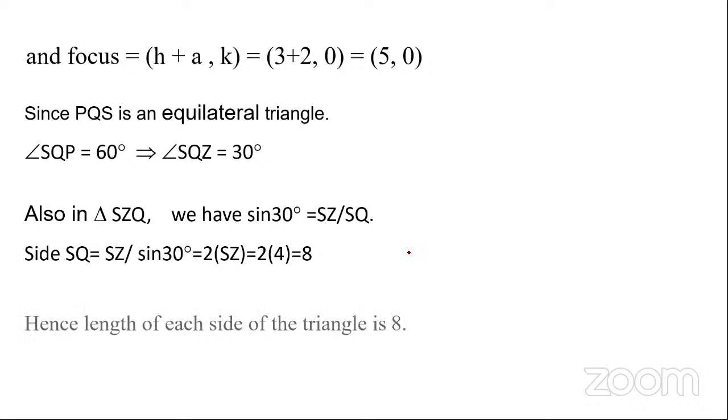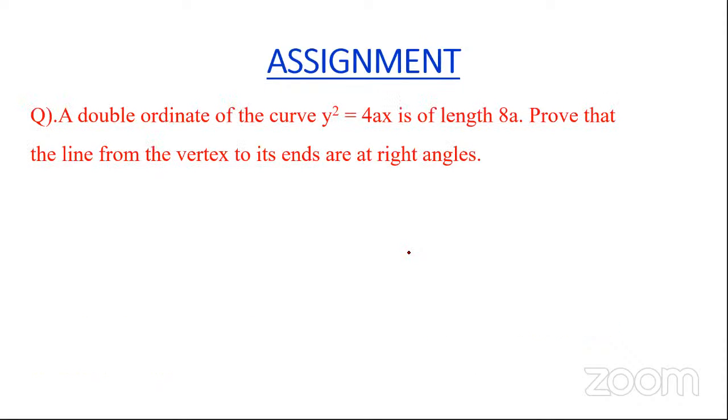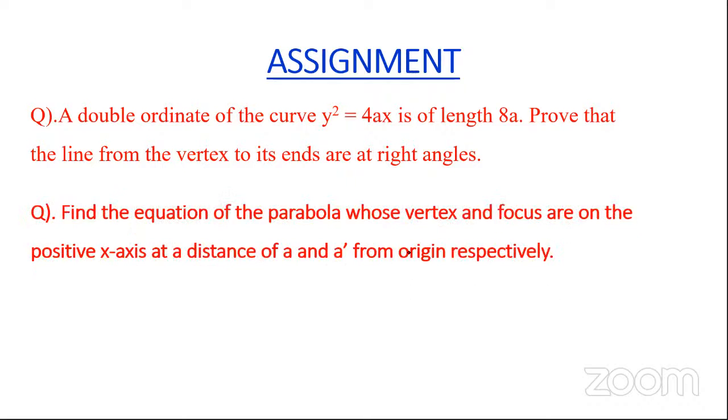So this is the topic for today, and this is the assignment. A double ordinate of the curve y square equal to 4ax of length 8a. Prove that the lines from the vertex to its ends are at right angles, and find the equation of the parabola whose vertex and focus are given. So if this was in the question, you also have to solve this one. Double ordinate means a chord which is perpendicular to the axis. Then the length is 8a. Prove that the lines from the vertex to its ends are right angles. Right angle means 90 degrees. Just solve that one. So this is the class for today.